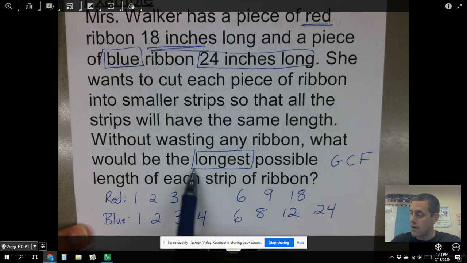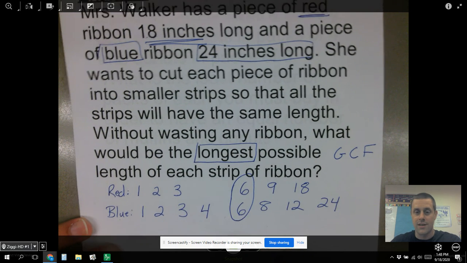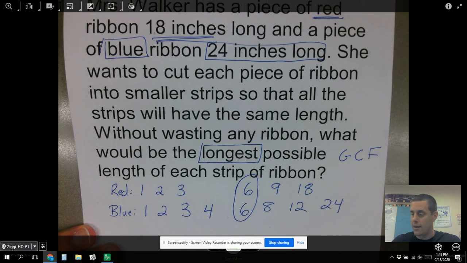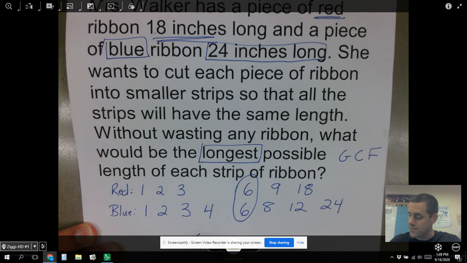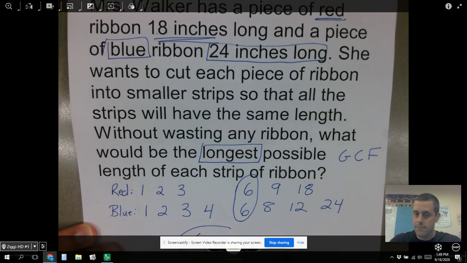Now that we have all the factors listed for both the red and the blue ribbon, we want to find the longest possible length, which would be the greatest common factor. So the largest value that appears in both is 6. So the longest possible length she could cut each ribbon would be 6 inches.